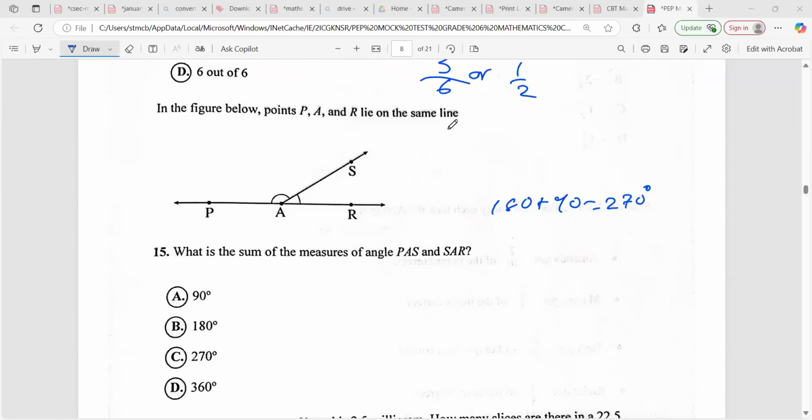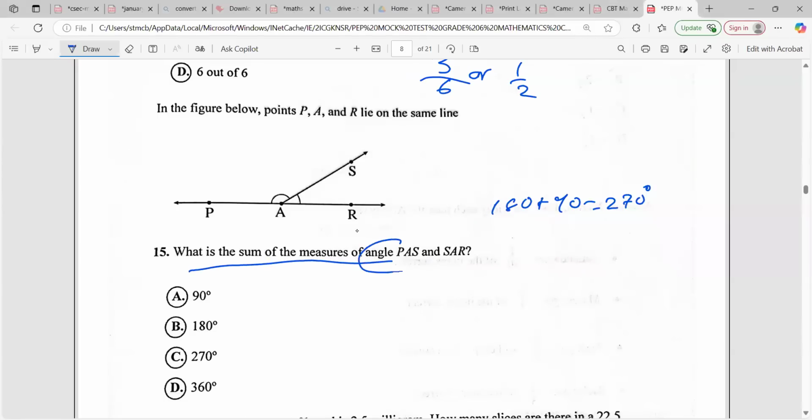All right, Nathan didn't go. So what is the sum of the measure of angle PAS? So this is the angle PAS, this angle right here, plus SAR, which is this angle here. This is actually a straight angle. A straight angle measures 180 degrees. So it's actually 180. All right?